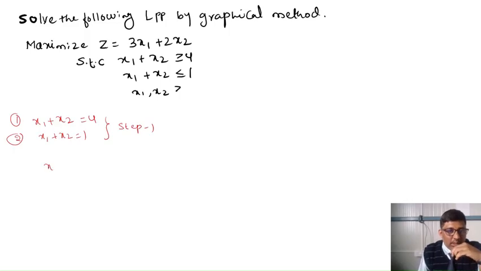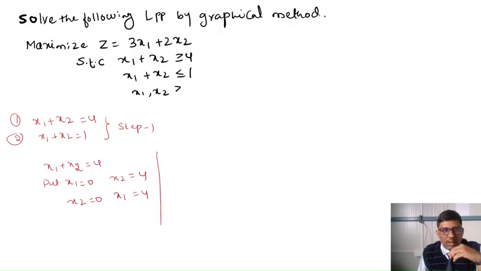We'll write again equation number 1, x1 plus x2 is equal to 4. To get this, I will follow this method. Put x1 as 0 in equation 1, then x2 is going to become 4. If we put x2 as 0, then x1 is going to become 4. So this is for the first one.